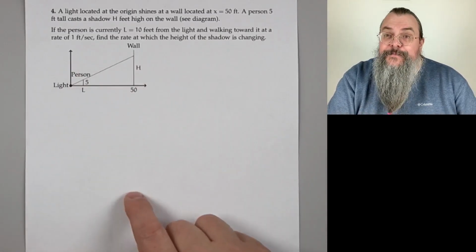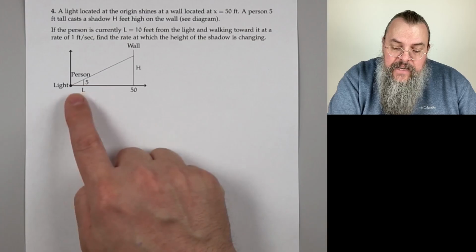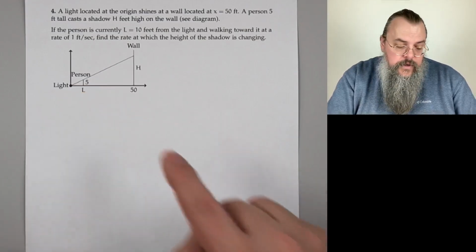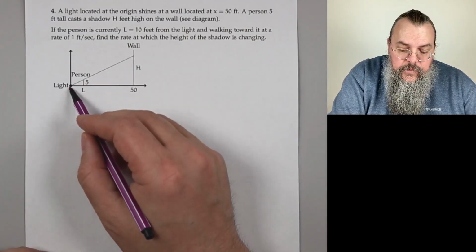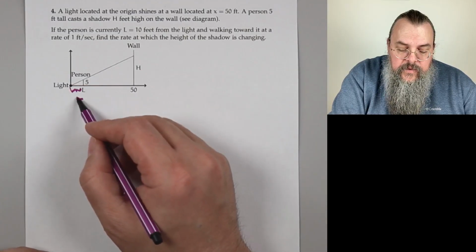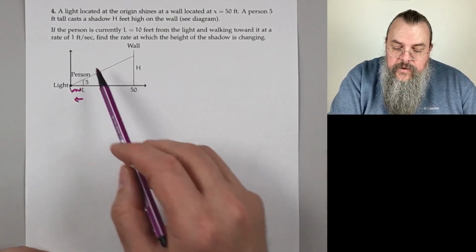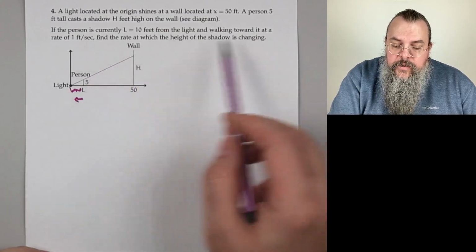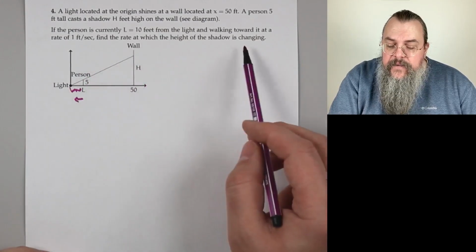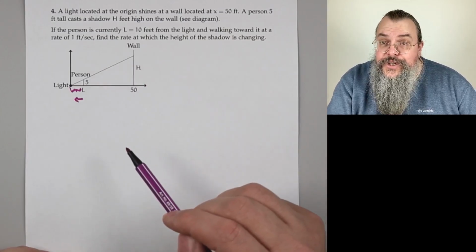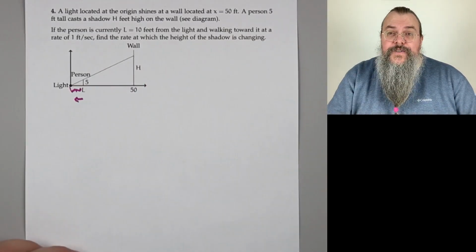There's our picture. Now, if the person is currently 10 feet from the light and walking towards it, okay, so here we have, this is 10 feet and moving in. So, walking towards it at a rate of 1 foot per second, find the rate at which the height of the shadow is changing.